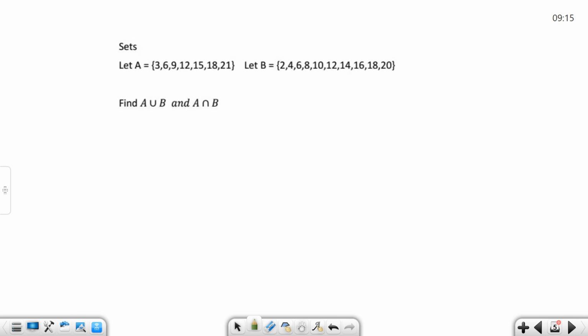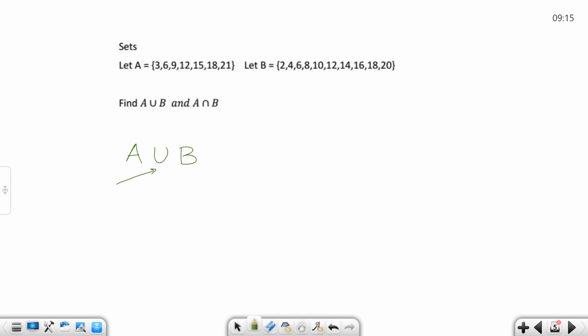Alright, so now we have sets A and B, and so you'll see that the set A is actually the set of multiples of 3, 3 times 1, 3 times 2, 3 times 3, 3 times 4, and the set B would be the multiples of 2. Now I ask you two things here, A union B and A intersect B.